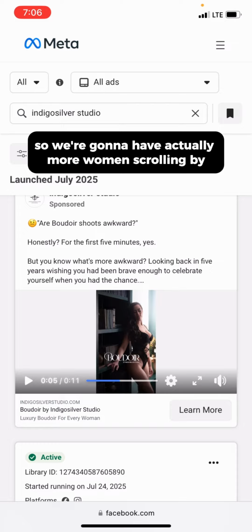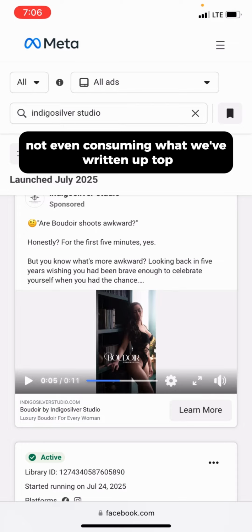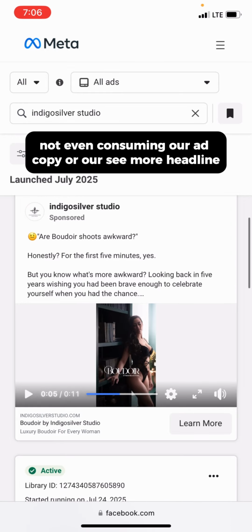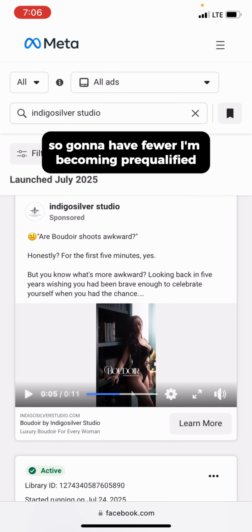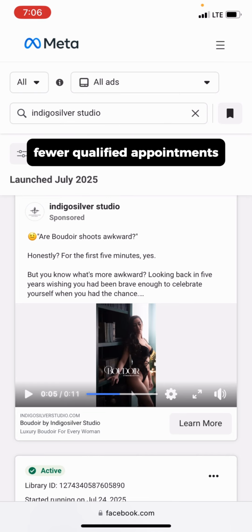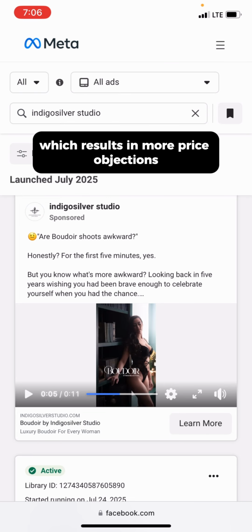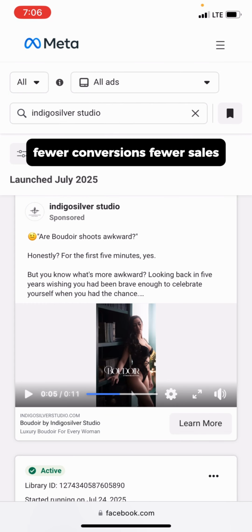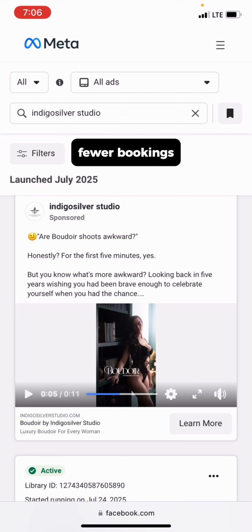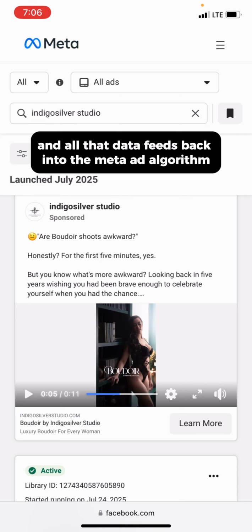So we're going to have more women scrolling by, not even consuming what we've written up top, not even consuming our ad copy or our see more headline. It's going to have fewer women becoming pre-qualified. We're going to have fewer qualified leads, fewer qualified appointments, which results in more price objections, more price hunters, more ghosting, and then fewer conversions, fewer sales, fewer bookings, lower ROAS, and all of that data feeds back into the meta ad algorithm.